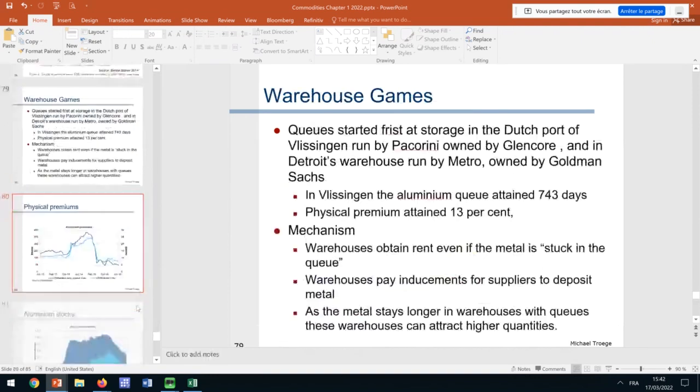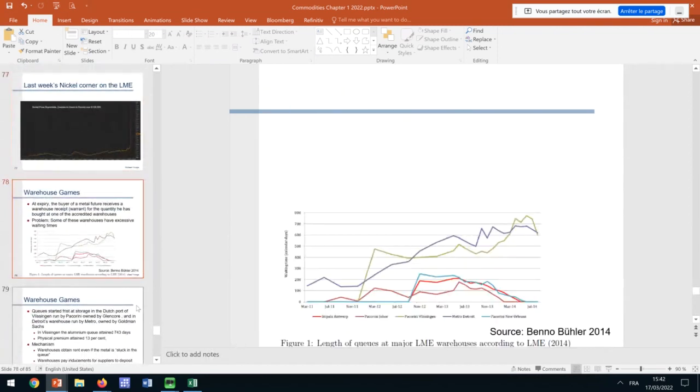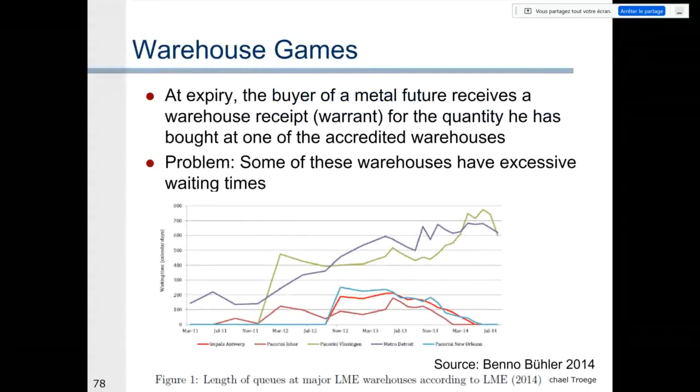Now, let's talk about the last type of manipulation that I think is quite interesting because it plays on the difference between the physical spot price for actual delivery and the spot price for delivery in one of these warehouses, where you actually cannot get the silver. So what's the problem here? This happened in aluminium, but it can happen with other commodities.